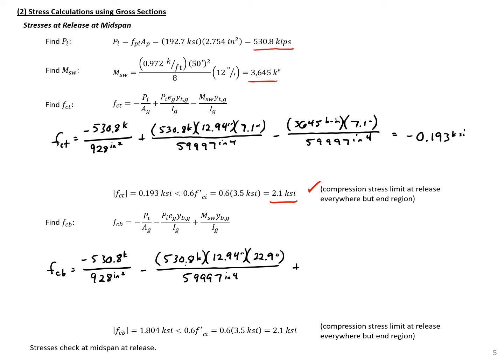And then plus, we're adding tension with our self-weight moment, 3,645 kip inches times 22.9 divided by 59,997 inches to the fourth. So we'll get a bottom fiber stress here equal to negative 1.804 KSI. So we can see this is, again, less than our compression limit, so we're okay here as well.